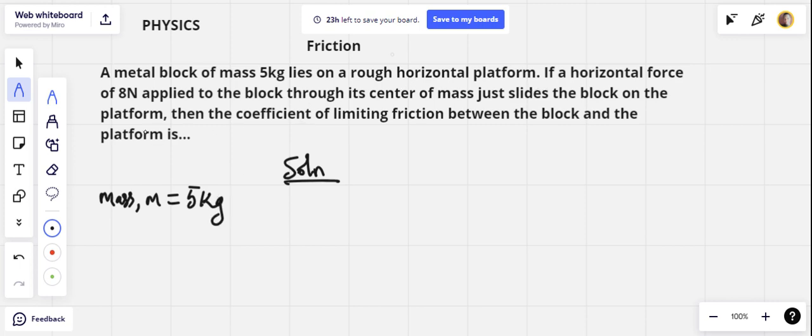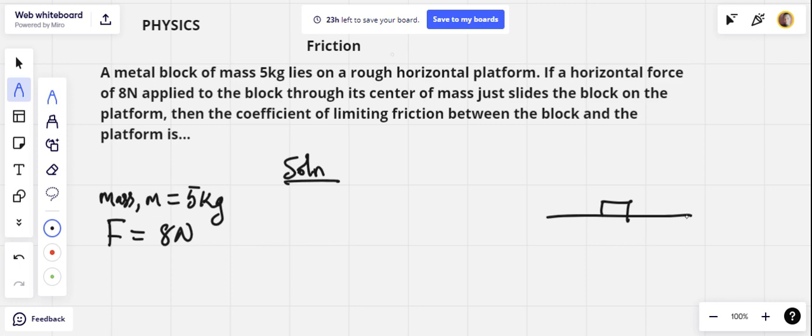If the horizontal force F, that's the force applied on the mass, is 8 Newton. So let me just sketch it. When answering questions, it's good to picture things very well.